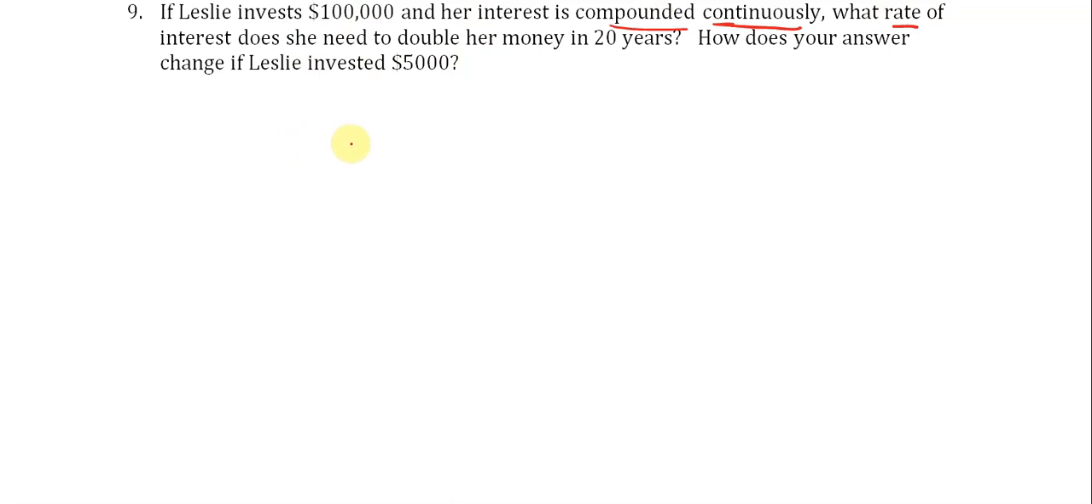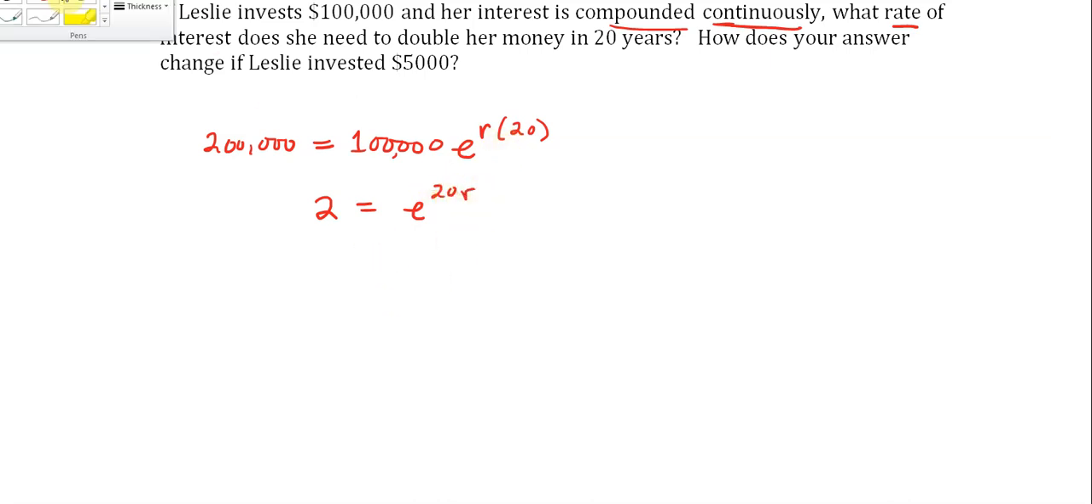So we start out with $100,000. That's our principal, times e to the rt. And t in this case is 20 because we want to double our money in 20 years. And we want the money of $100,000 to grow to 200,000. Okay. So from here, it's fairly straightforward. Divide both sides by 100,000, and we get 2 equals e to the 20r.